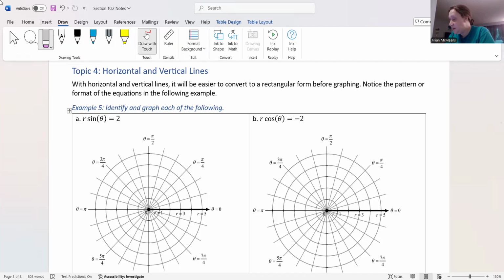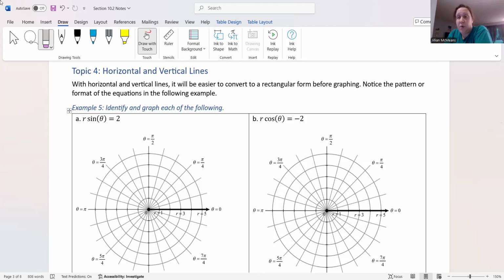Okay. Now, in the previous example, we looked at two situations where in polar form, we were missing one of the two variables. We were missing theta in the first one. We had r equals 3. And what we found out is that represents a circle centered at the pole with a radius of 3. Okay, so it didn't matter what theta was. We could let theta be literally anything. We just knew that r had to be 3. That gives us a circle.